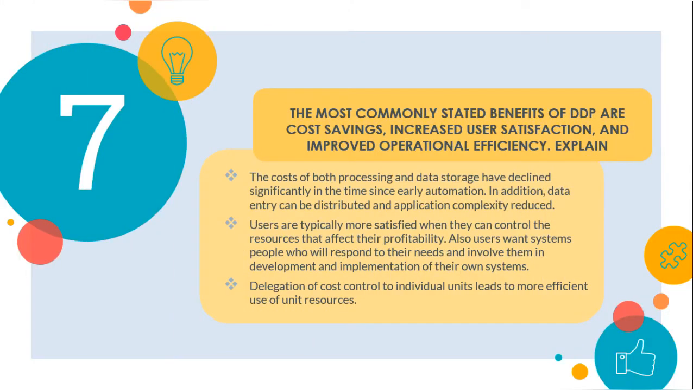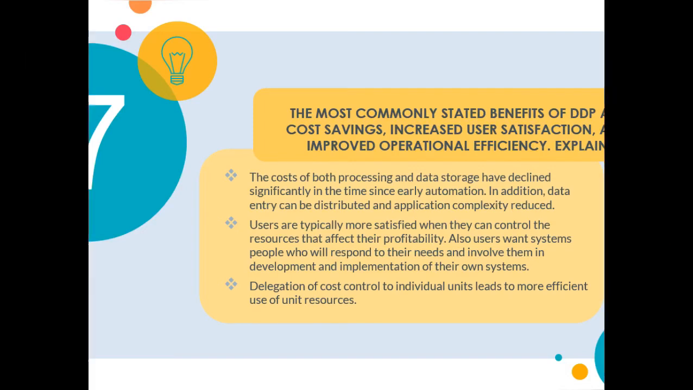The most commonly stated benefits of DDP are cost savings, increased user satisfaction, and improved operational efficiency. The cost of both processing and data storage have declined significantly in the time since early automation. In addition, data entry can be distributed and application complexity reduced. Users are typically more satisfied when they can control the resources that affect their profitability. Also, users want systems people who will respond to their needs and involve them in development and implementation of their own systems. And lastly, delegation of cost control to individual units leads to more efficient use of unit resources.